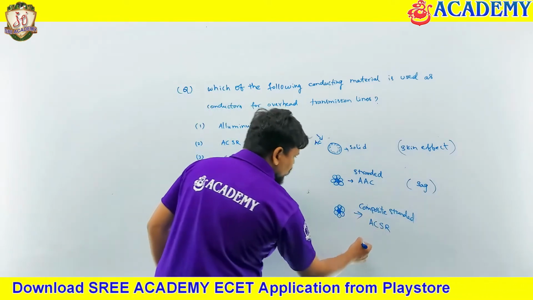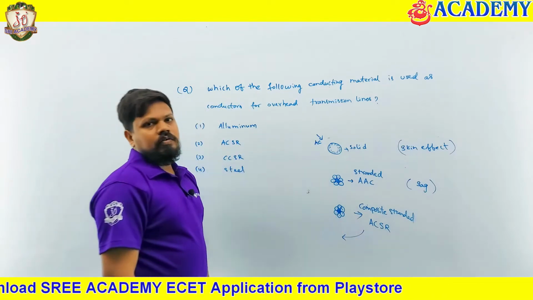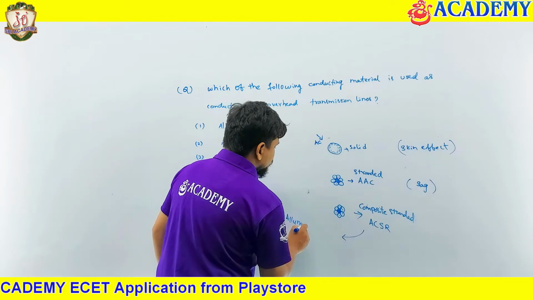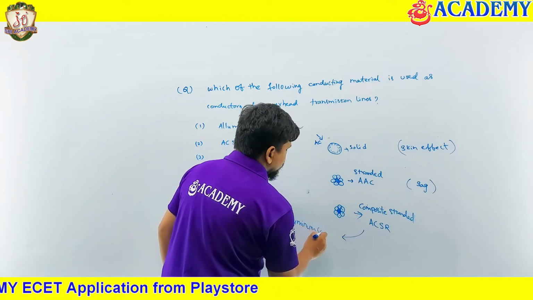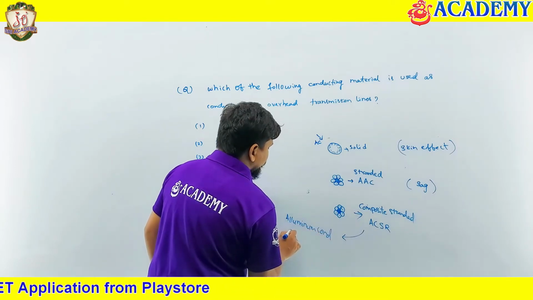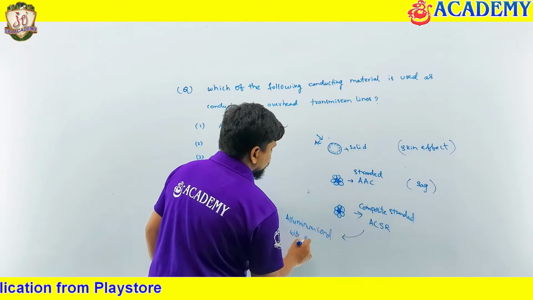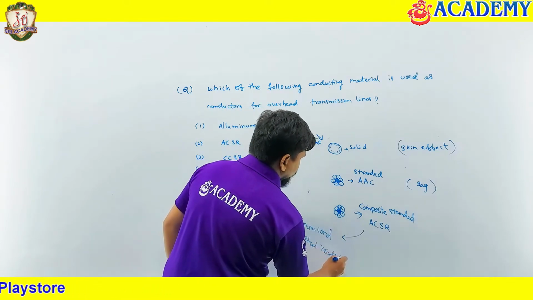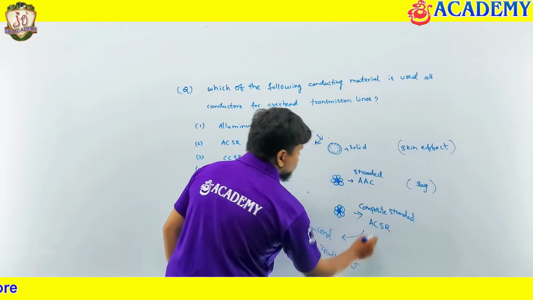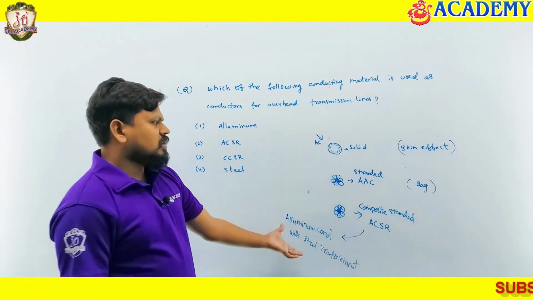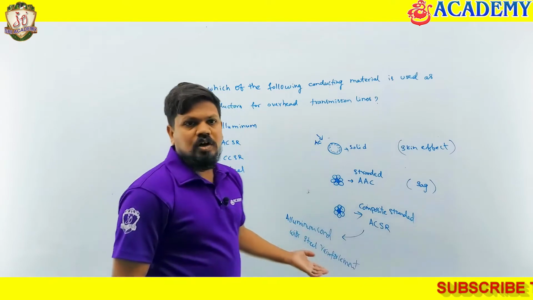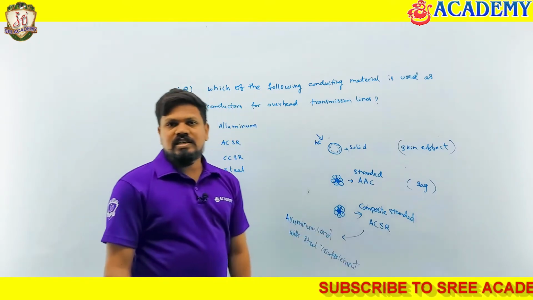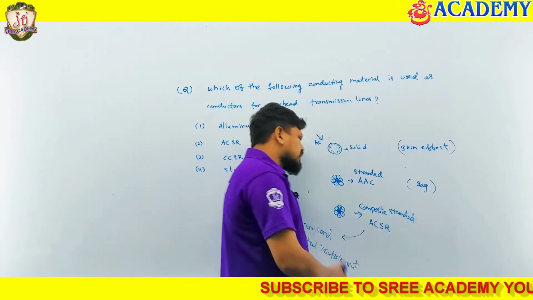So what is the full form of ACSR? They have asked that many times. Aluminum conductors with steel reinforcement, that is the full form of ACSR. Sometimes they have asked this question also, so you only have to read it once. Remember, this may be asked even this year or next year. That much important these questions are.